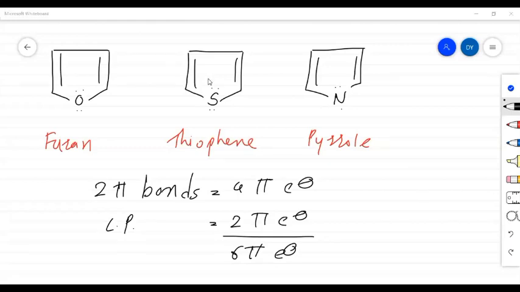So students, we are going to stop here, and in the next lecture, we're going to start with some more compounds.